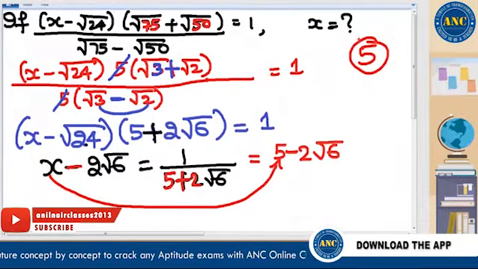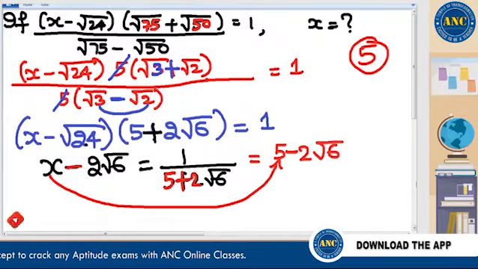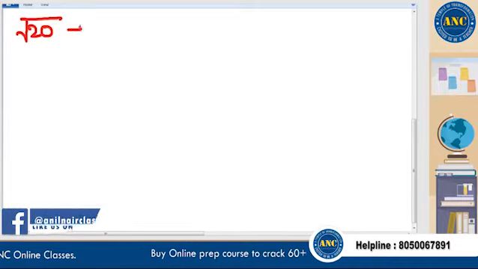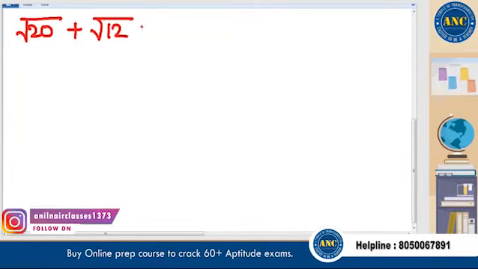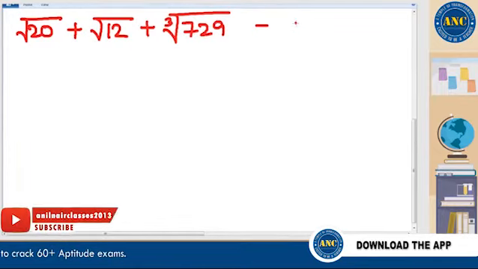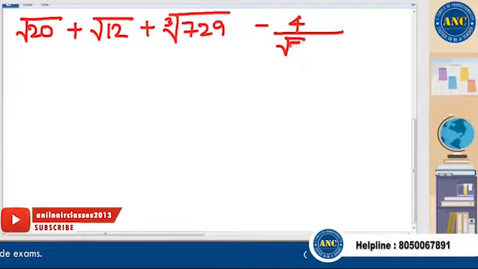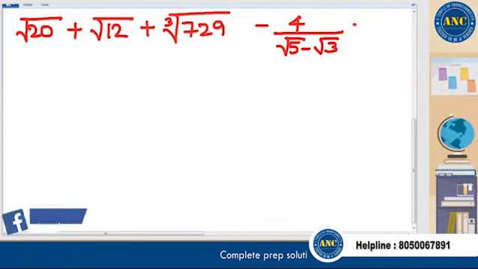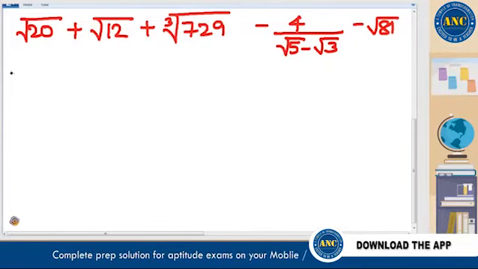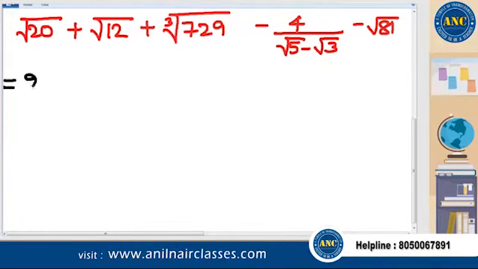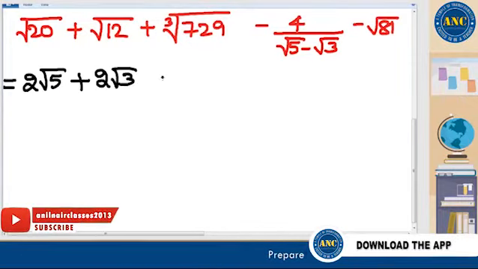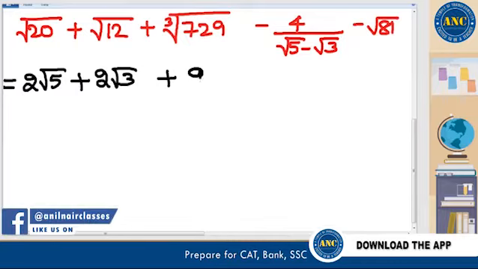Another question, slightly an easy question this time. Square root of 20 plus square root of 12 plus cube root of 729 minus 4 divided by root 5 minus root 3 minus root 81. I need to find the value of this. Very easy. Root of 4 into 5 is 2 root 5. Root of 4 into 3 is 2 root 3. Cube root of 729 is 9.